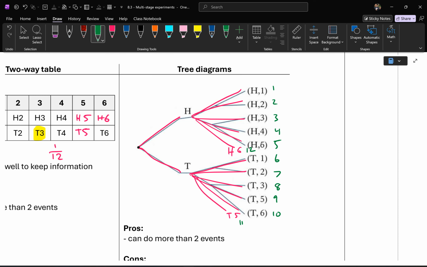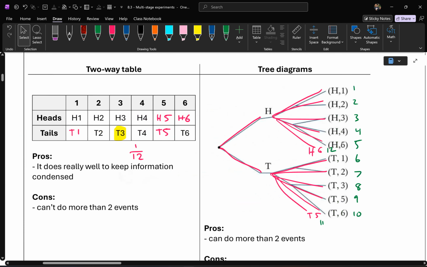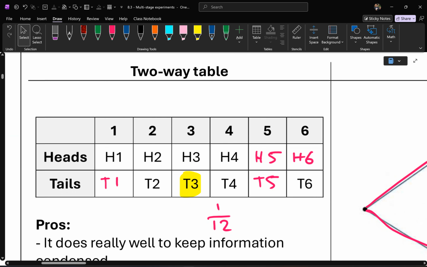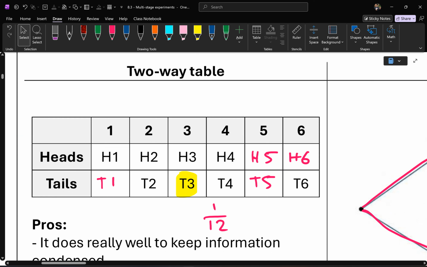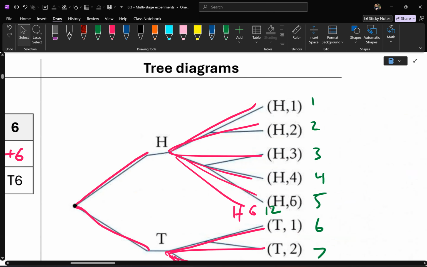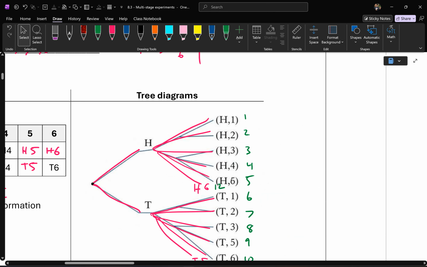Now, what's the con of tree diagrams? Looks very messy. And a lot of students find it tricky to draw to begin with. Whereas two-way tables are a bit more intuitive. Easier to see, condensed, but there's a con to it. It only works for 2 outcomes or 2 events. When you have more than 2 events, tree diagrams are better, but it can get messy.